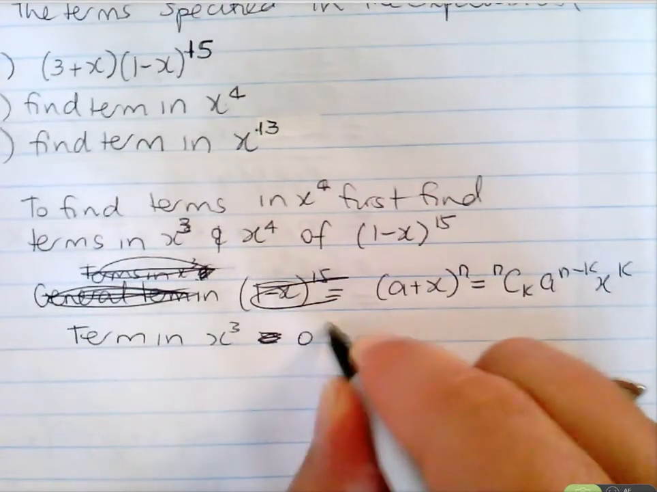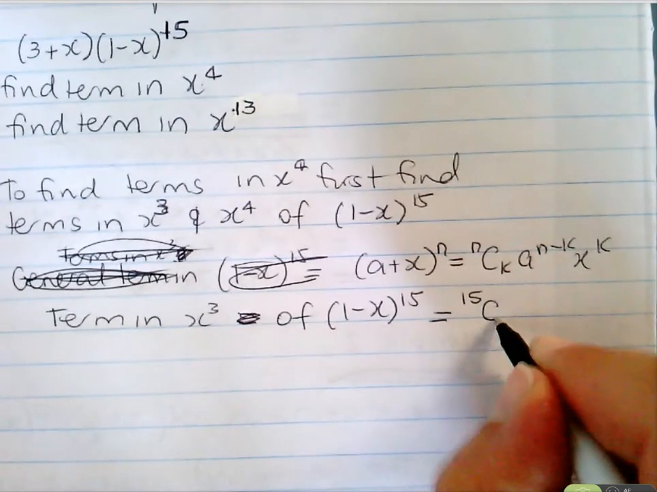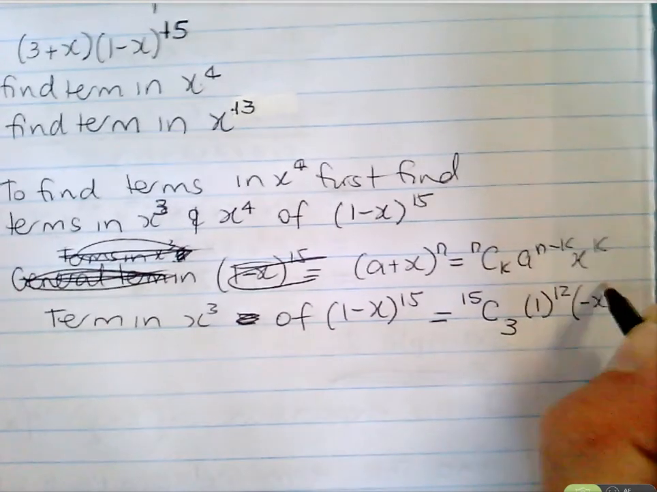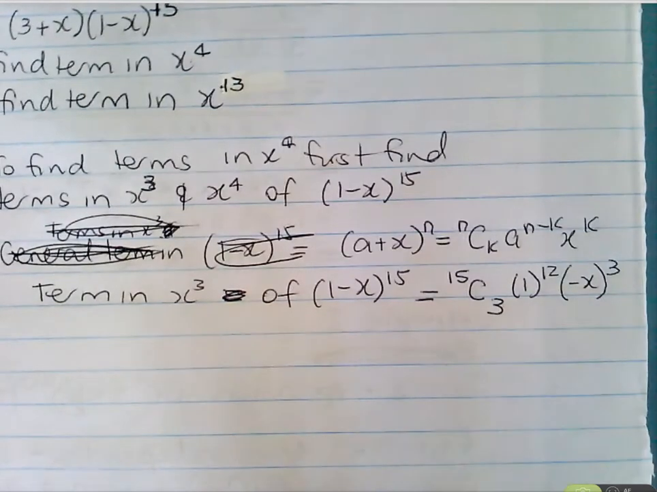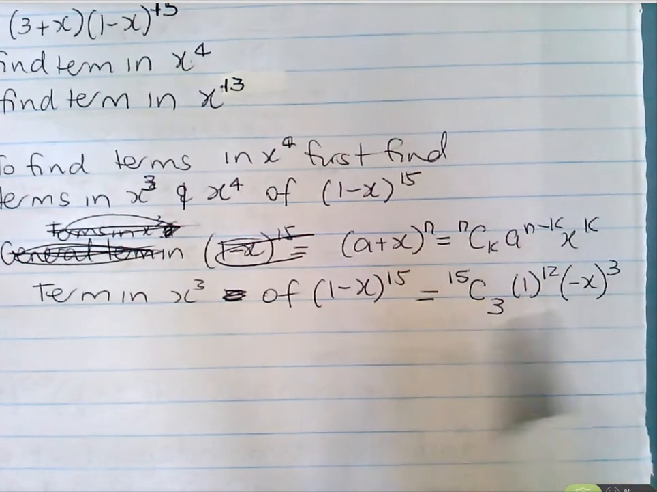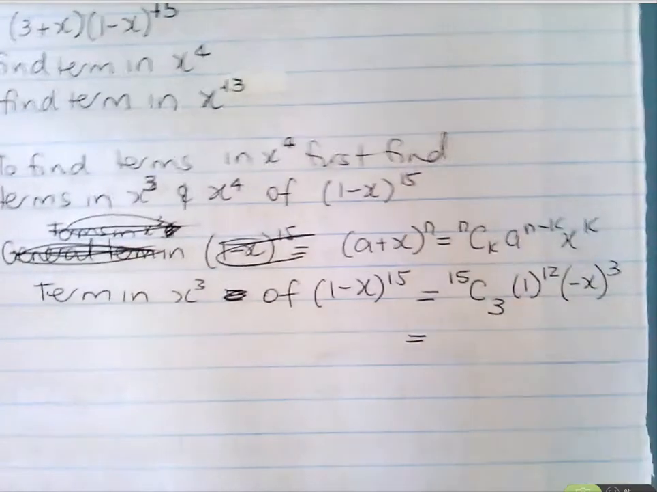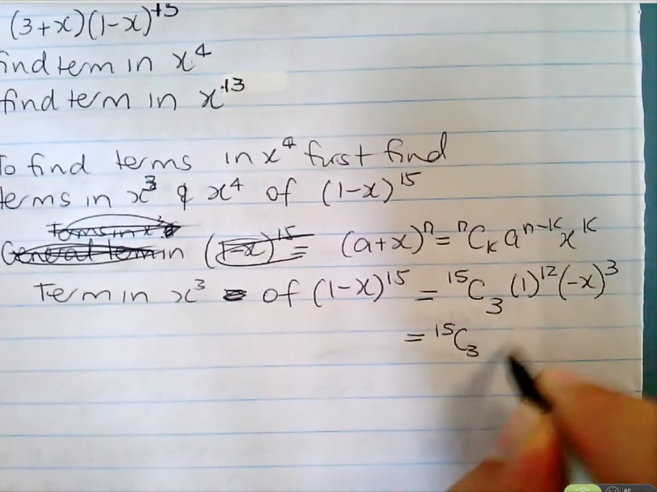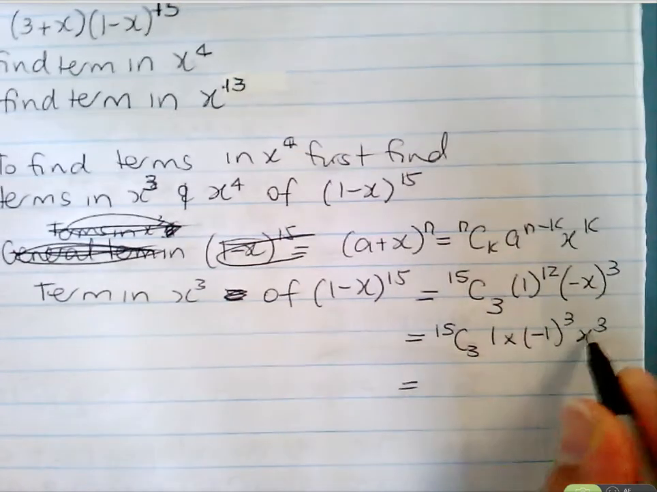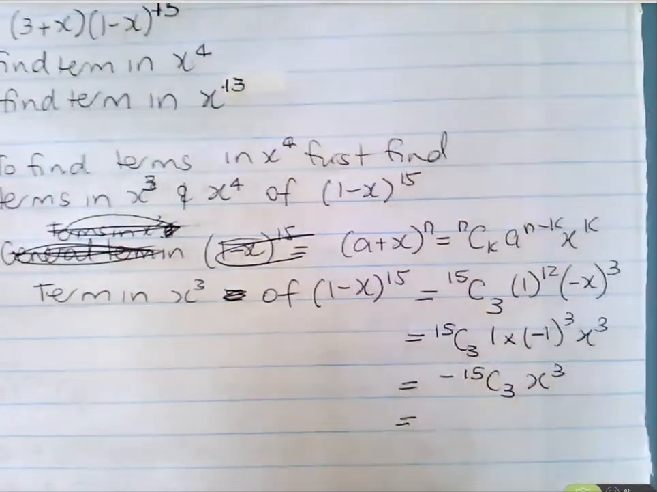All right, what would it be? Term in x cubed of... Wouldn't it just be 15C3, 1 to the 12, negative x to the 3? Wouldn't that be the term in x cubed? Yeah, 15C3, 1 to the n minus k. But remember, I can pull that negative out, so that's just a coefficient. I'll show you what I mean. 15C3, 1 to the 12 is 1, times negative 1 cubed times x cubed. So the coefficient of the x cubed term is just negative 15C3. Well, that's the term in x cubed.